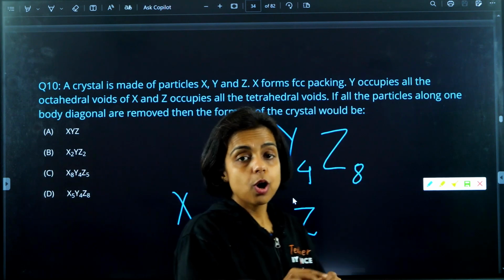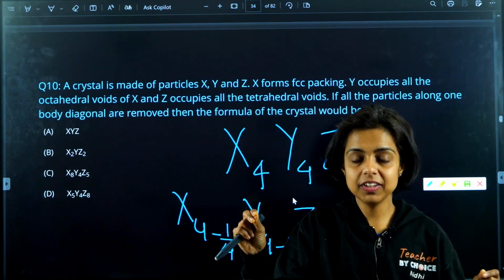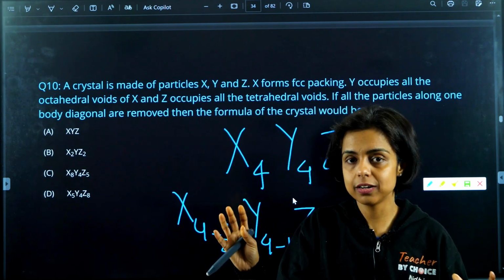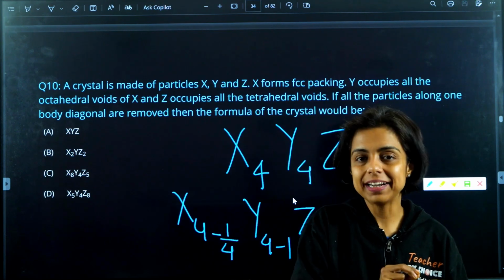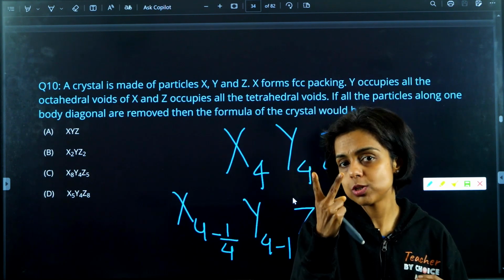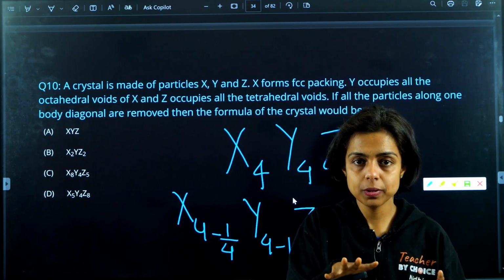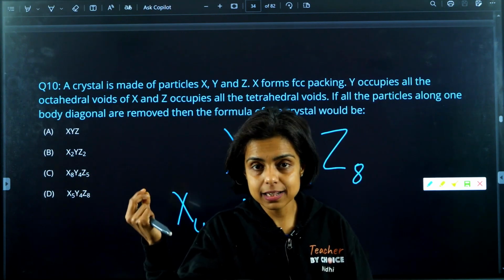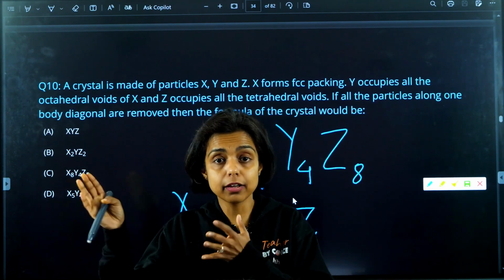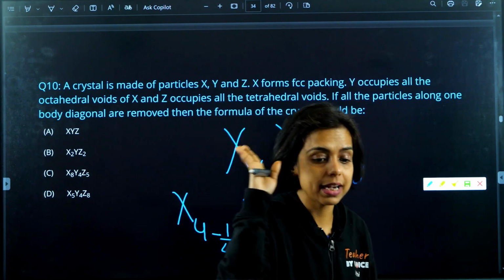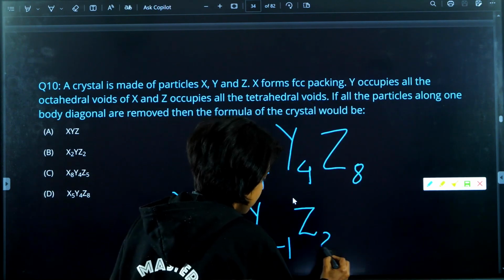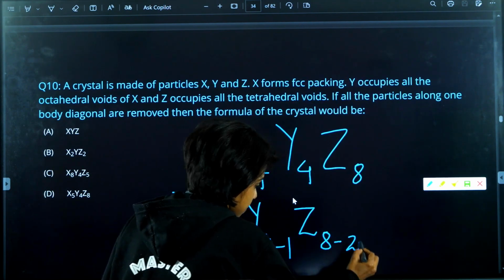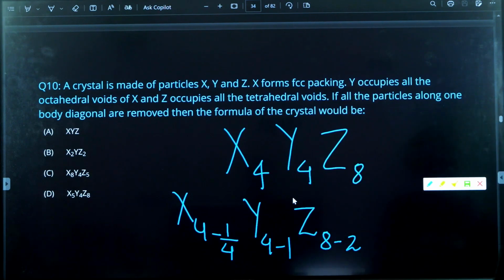So on one body diagonal, we have tetrahedral voids, right? Along each body diagonal, we have 2 tetrahedral voids. We have a total of 4 body diagonals in a cube and a total of 8 tetrahedral voids. So if I remove the atoms lying in the tetrahedral voids along one body diagonal, that means 2 atoms I will remove from here, right? Got it, guys? Please check.